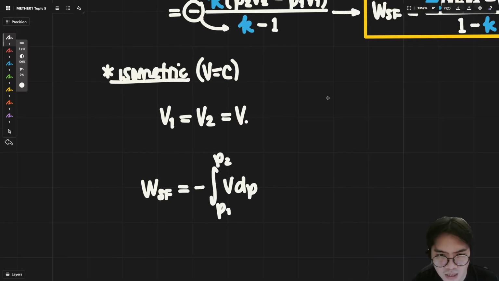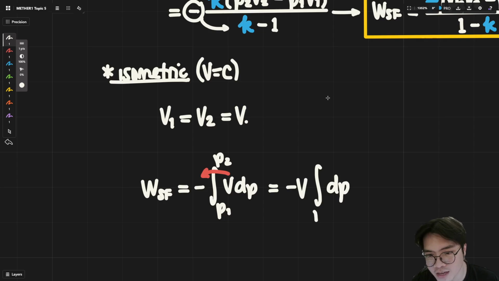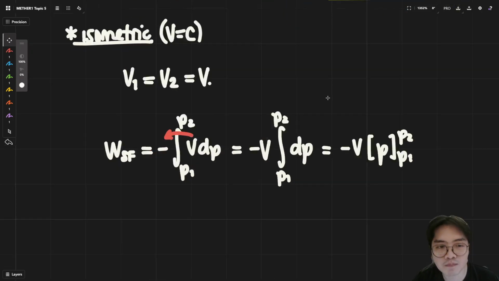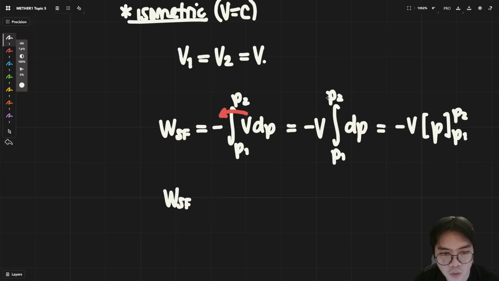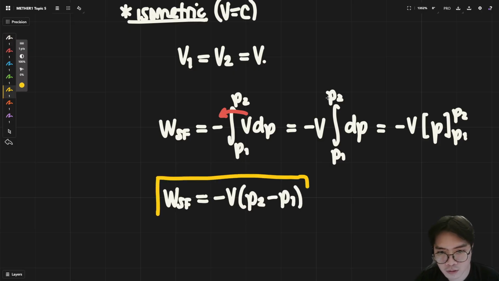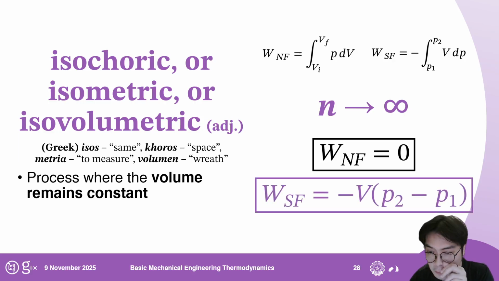And now you notice, wait a second, your V is constant. It's literally constant. You can just bring it out, right? Negative V times, wow, that is a very hard integral. No, it's not. It's just the integral of dP, which is just P. And now you get to a very simple conclusion. Your work steady flow is now negative V times (P2 minus P1). Very simple conclusion. Okay? That is your work steady flow.